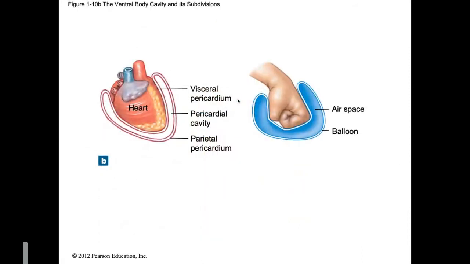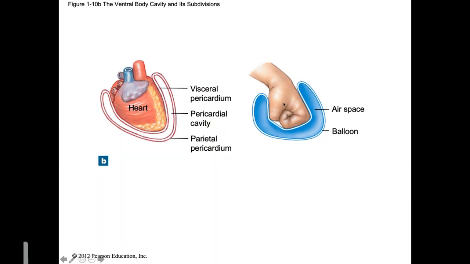Okay. So now, to understand the cavities, there's two terms that I want you to really understand. One of them is called visceral, the other is called parietal. Whether we're talking about the lung cavity, which is pleural, whether we're talking about the heart cavity, which is called pericardial, whether we're talking about what's happening in the abdominal, which is called the peritoneum, we always have two layers.